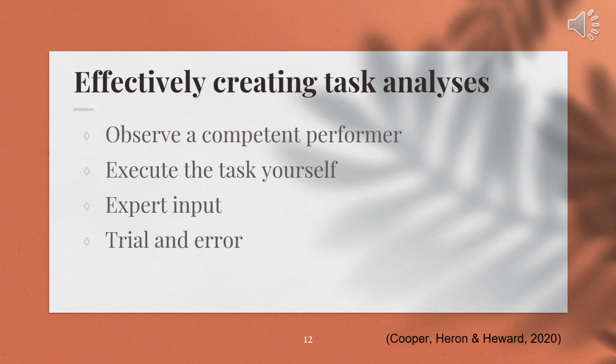The final option, option 4, is trial and error. So systematically refine your task analysis by creating one and making adjustments by testing the task analysis out several times until an adequate task analysis is achieved. So here, you would go off your current knowledge and list the steps for creating the dish, and then test it out and make refinements as necessary.